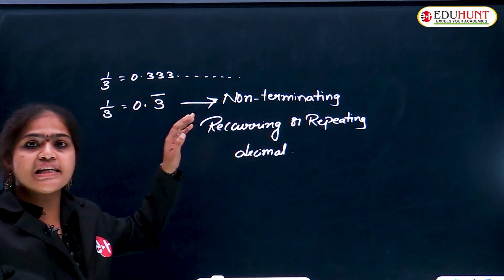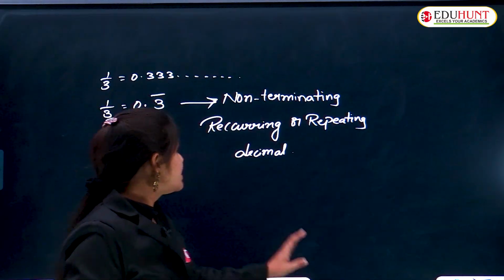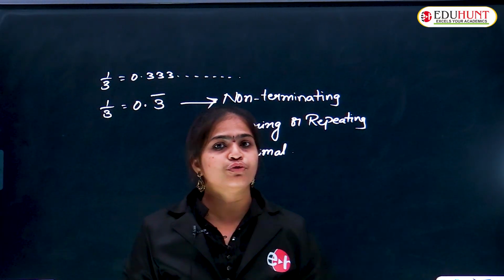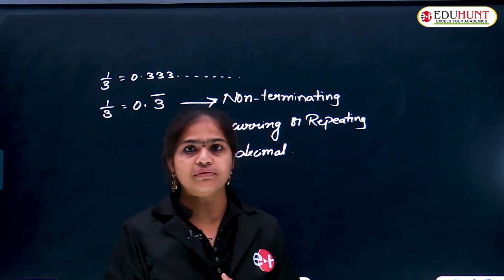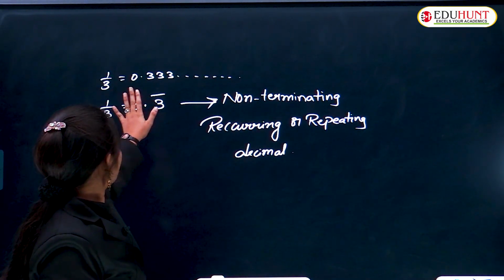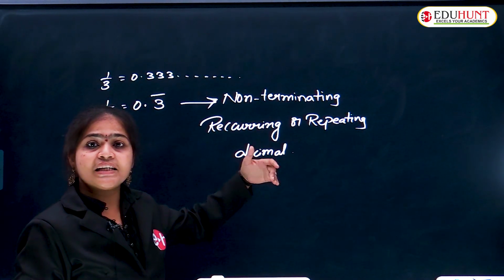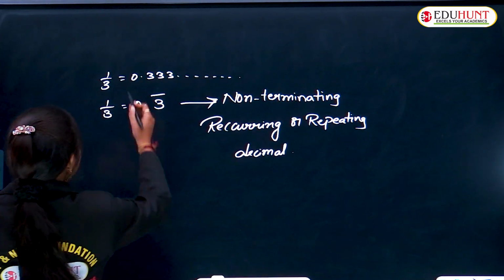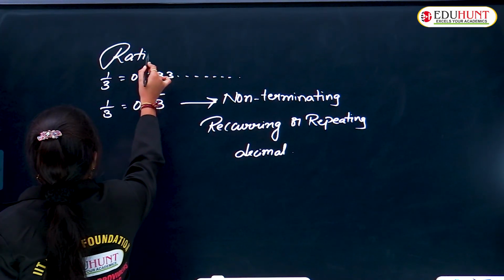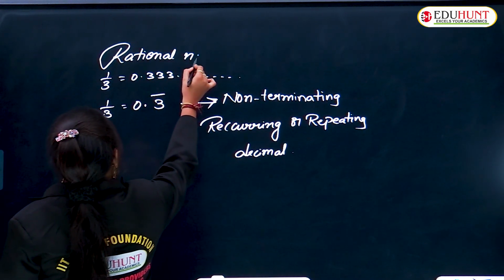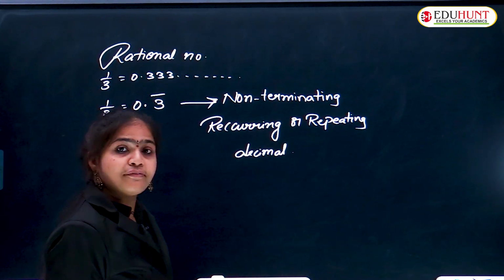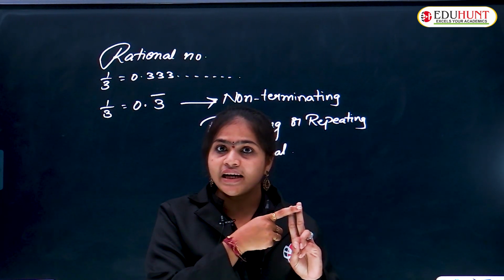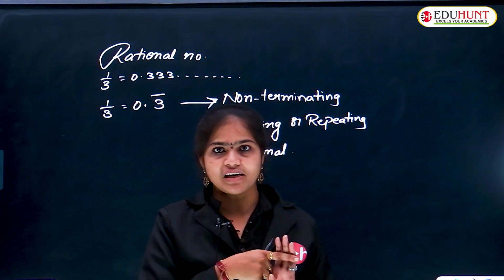So 0.3 bar is there. We can write 0.3 bar again in the form of a rational number, P by Q form. I will tell you how to write that. Which number is in repetition? If any number is in repetition and it is a non-terminating decimal, then easily we can say that this is a rational number. Hence terminating decimals and non-terminating recurring decimals are rational numbers.